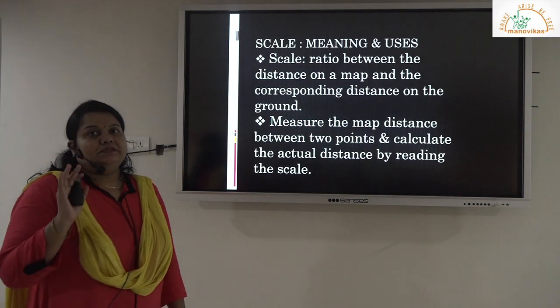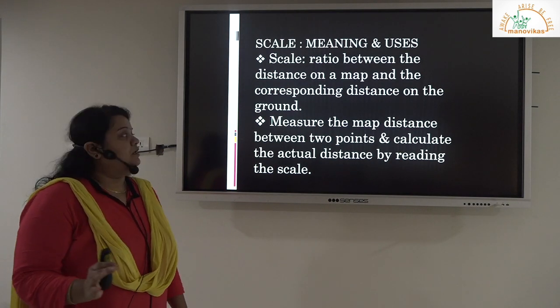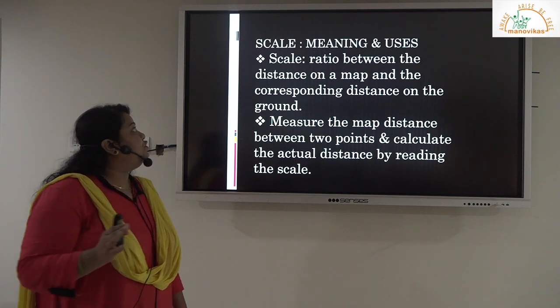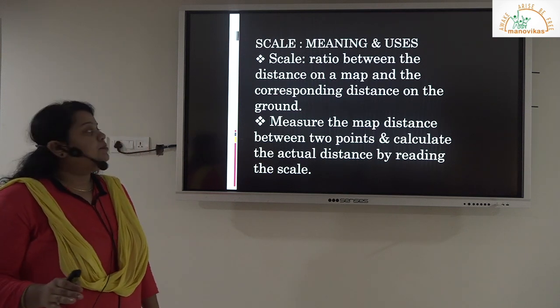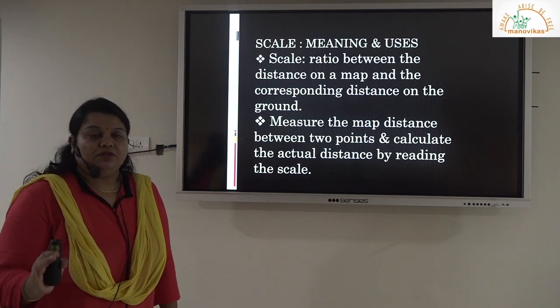Coming towards the scale as such. Now what is a scale? Scale is a ratio between the distance on a map and the corresponding distance on the ground.